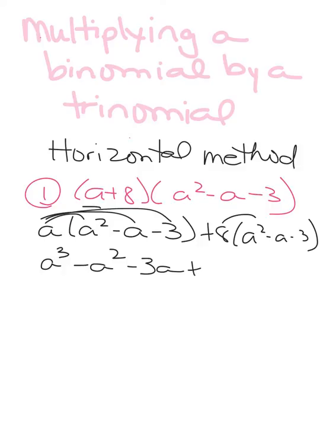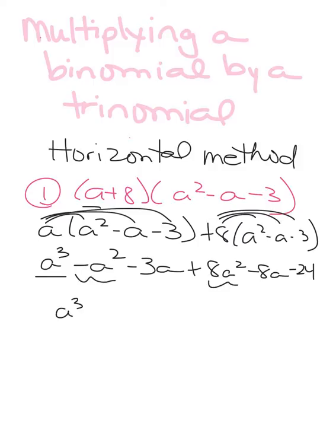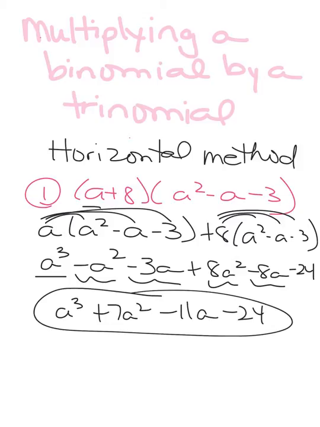8 times a squared gives me 8a squared. 8 times negative a gives me negative 8a. 8 times negative 3 gives me negative 24. Now I just have to combine my like terms. So I have a to the third. Then I have negative a squared plus 8a squared gives me positive 7a squared. Negative 3a and negative 8a gives me negative 11a. And my constant is negative 24, and that's my final answer.